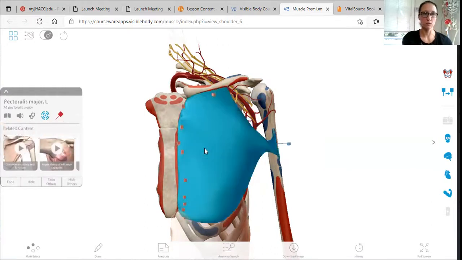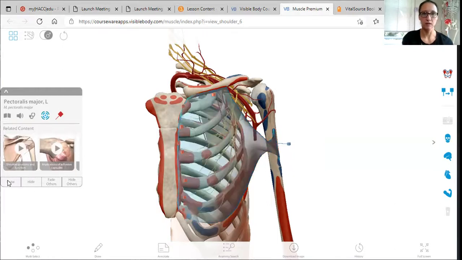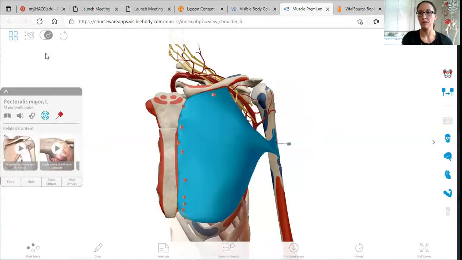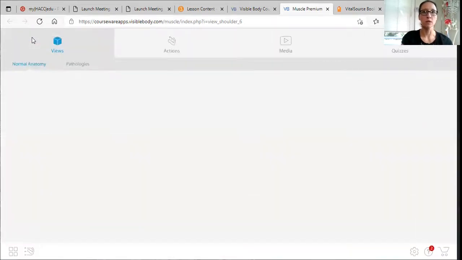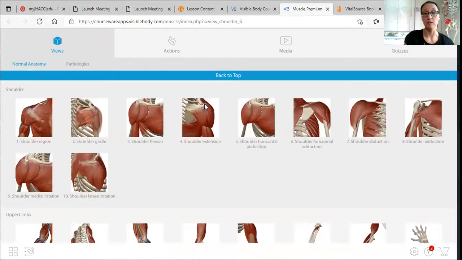All right, so I'm going to fade pec major for a second. So you can see everything that's underneath, all of the nerves and the blood vessels that supply pectoralis major. All right, let's put that back on. Okay, cool. So what we're going to do now is go into the actions.